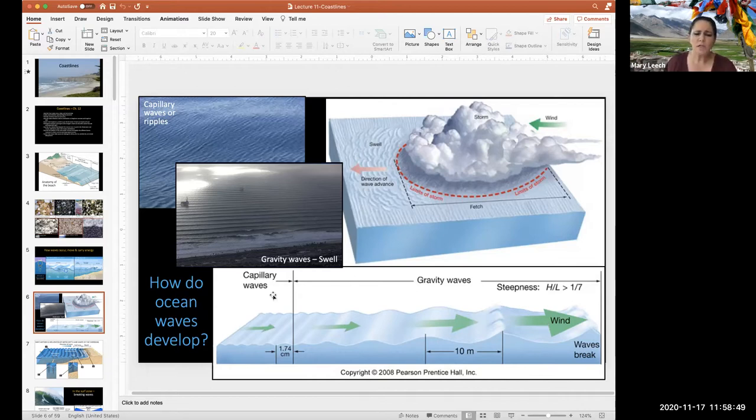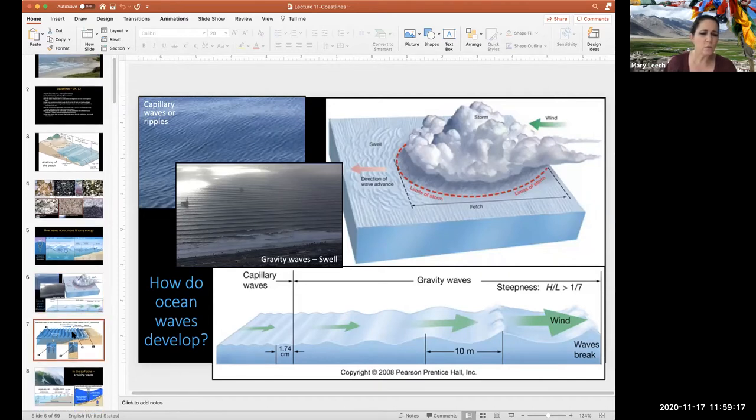Okay, so a couple different kinds of waves. The capillary waves are these little ripples. The gravity waves are the ones that are wind generated by storms that come at us from various directions, but they're all offshore somewhere. Those waves are coming at us, and they might be coming at us from two different directions. But when they do, the waves start to rotate towards the coast.